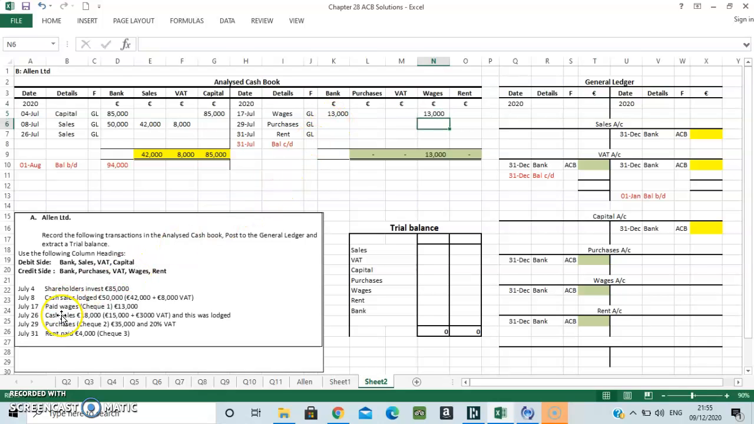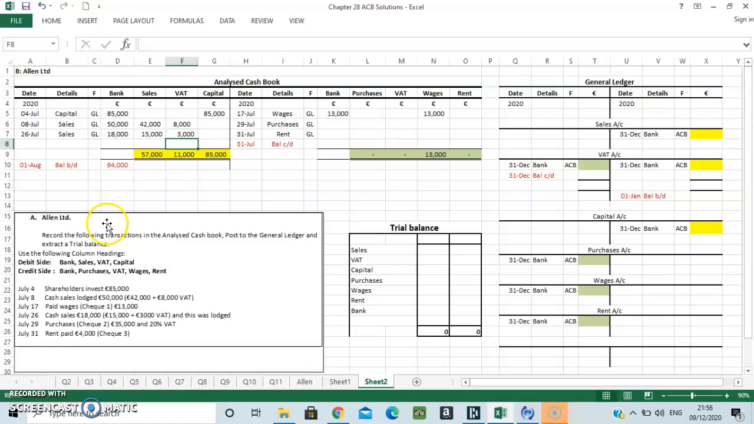Then we have cash sales lodged again on the 26th of July, so we go up to here. I've already pre-written in the details to speed myself up. So it's 18,000. The amount is actually 15,000 of sales and 3,000 of VAT.